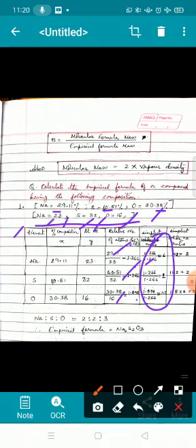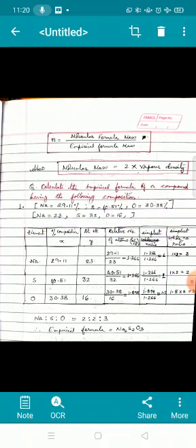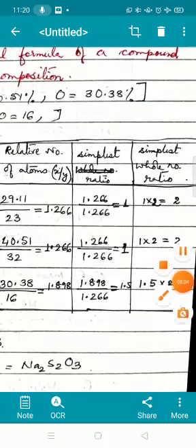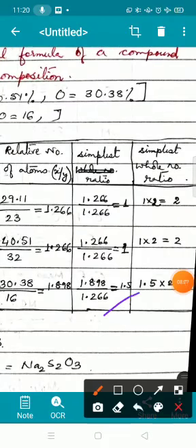Now here, if we don't get whole numbers, then we need the next column, that is simplest whole number ratio. As you can see here, one of the ratios has come to be 1.5, which is not a whole number. We cannot approximate it to 1, we cannot approximate it to 2 as well. So we multiply this 1.5 by 2 to make it a whole number. Now when I multiply by 2, we have to multiply by 2 for the rest of the ratios also. So now we get a whole number, that is 3.